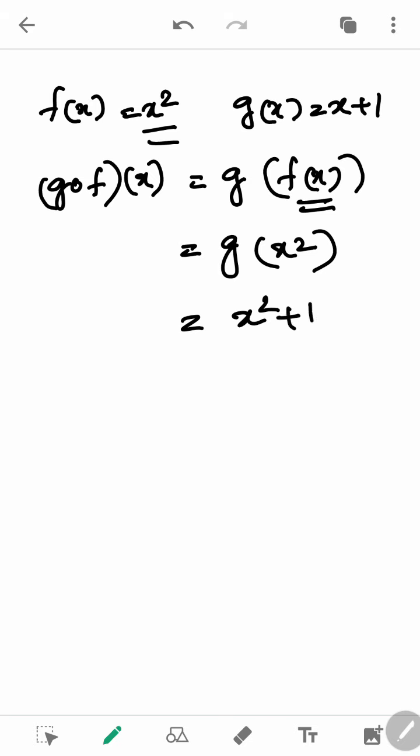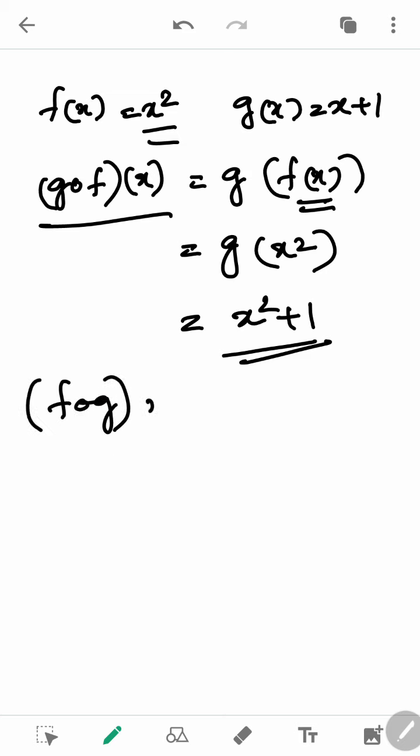x square plus 1. Now we have got g composition f of x. Now what is f composition g of x? We have to form f of g of x.